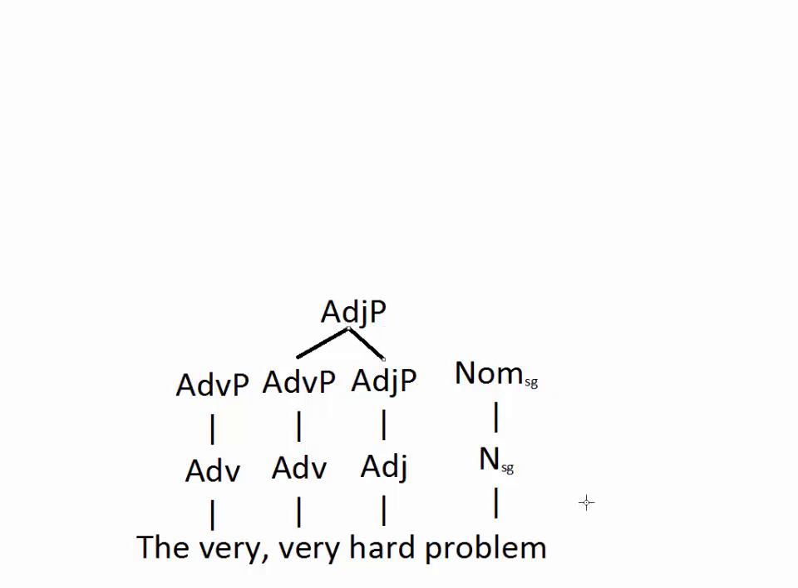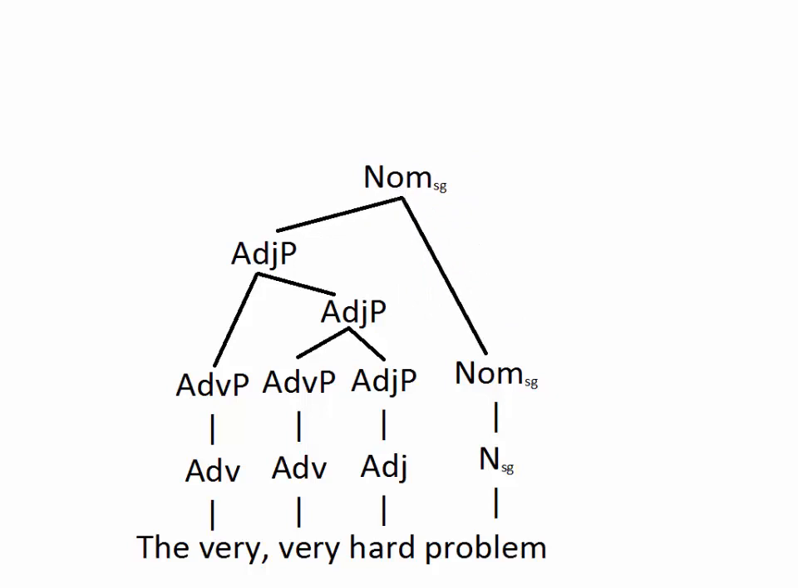Again, if we have hard combined with problem first, we're going to be in trouble. We can't do that. Then we can have the other very combine with this new adjective phrase we've formed to give us the very, very hard problem. Now, once we've put all of our modifiers onto the adjective phrase, we're ready to combine it with our nominal to make a bigger nominal, to get us the very, very hard problem. And then we'll, of course, be ready, as always, to put in our determiner last and to make up our noun phrase.